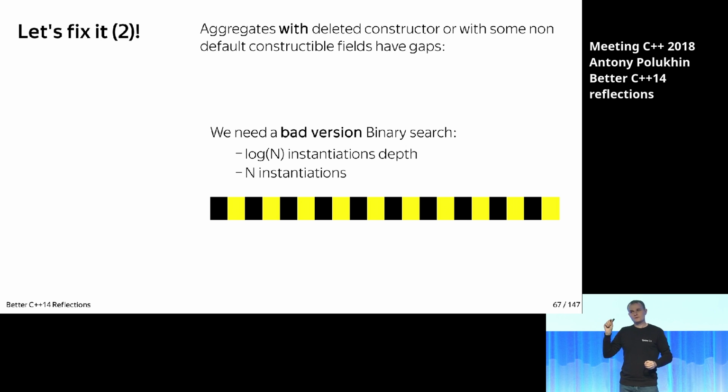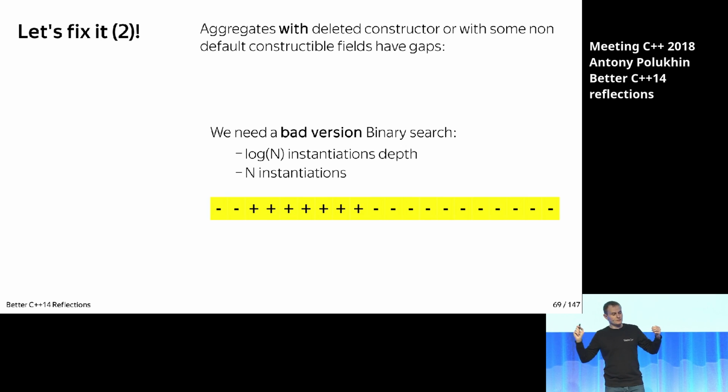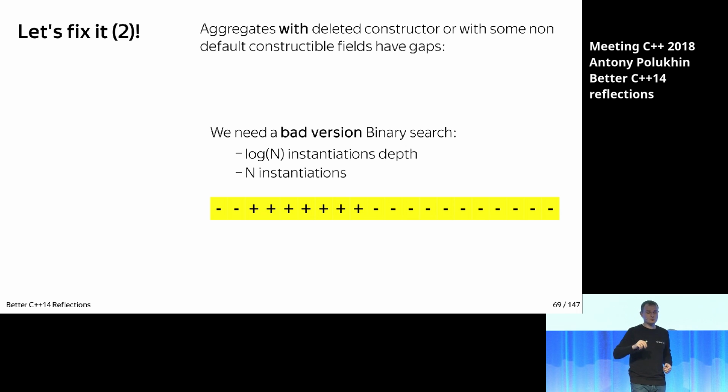Now, we have to try the aggregate initialization for each small range. And now we've got that array of failures and successes. We still got linear instantiations. Not nice. But we've got logarithmic instantiation depth. And that's nice. That means that we can use this approach, and we won't hit the compiler limit.